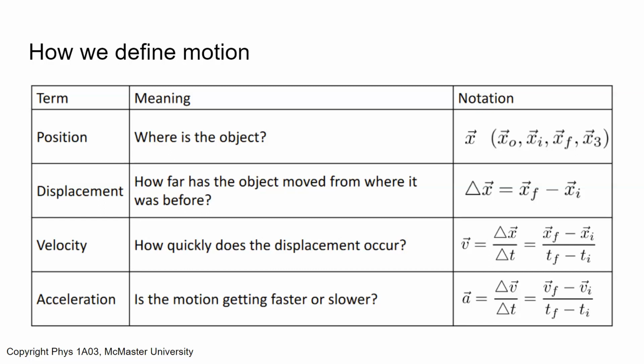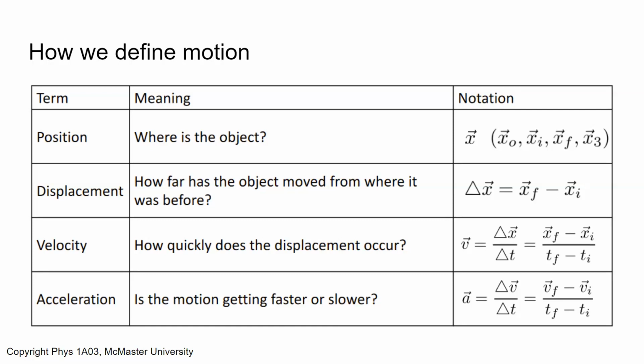So all of these terms are really interconnected, and they're easy to confuse. So it's important to have a firm understanding of what each one means. For velocity, velocity builds up on displacement. Velocity is how quickly does the displacement occur?